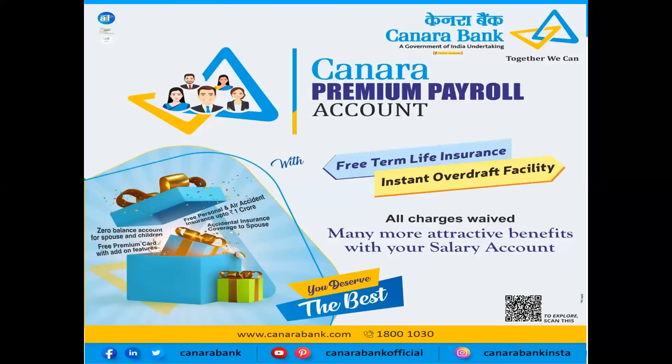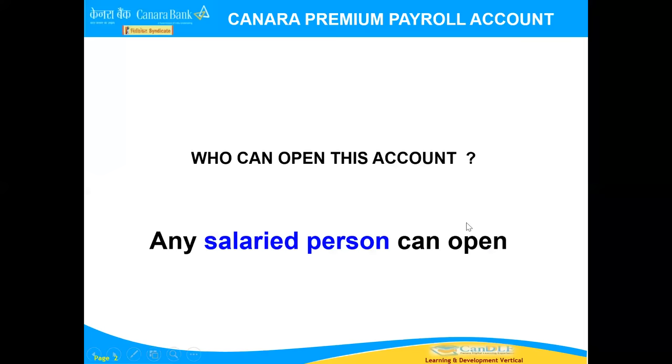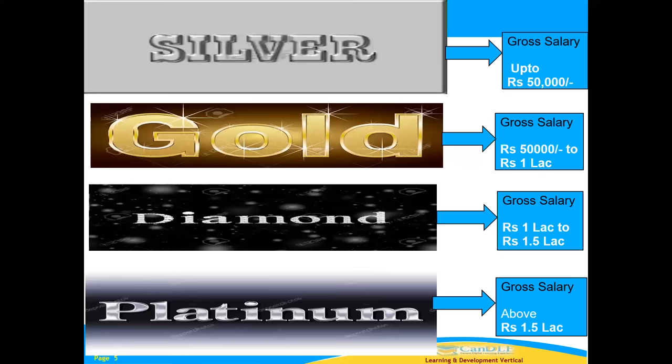Now I'll give a glance to you. This I have prepared. Actually, I want to make a YouTube video. Who can open? Only a salaried person can open. How many variants are available? Silver, gold, diamond, platinum. Up to 50,000, 50,000 to 1 lakh, 1 lakh to 1.5, above 1.5 lakh. I think I have cleared, no?